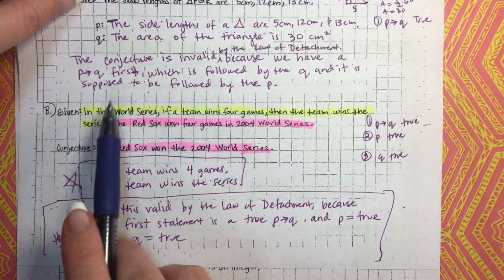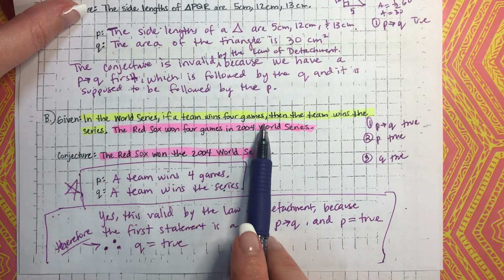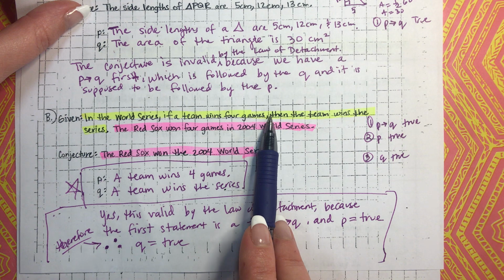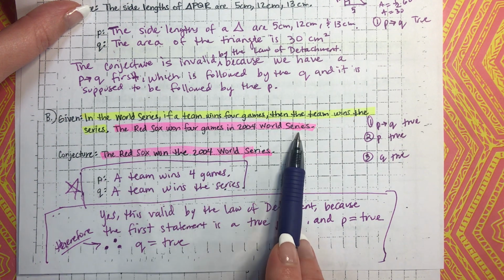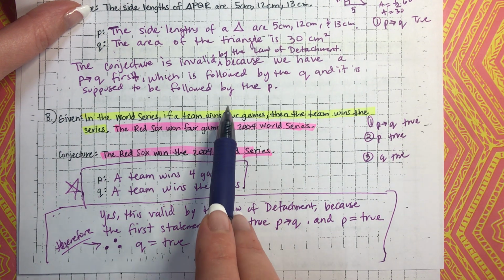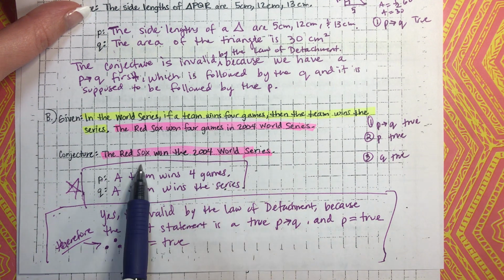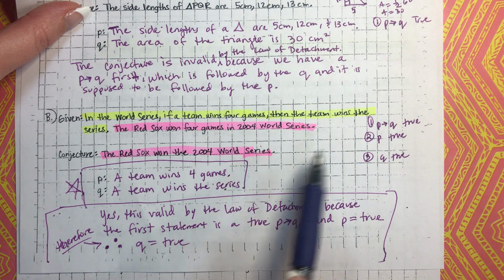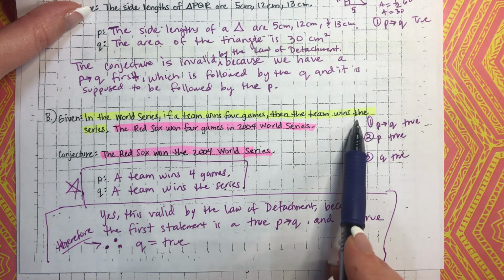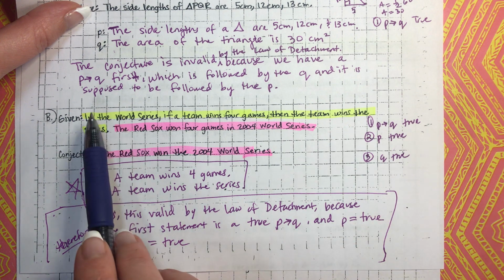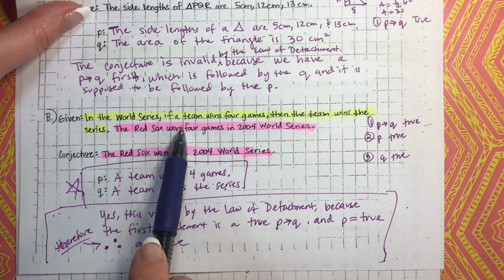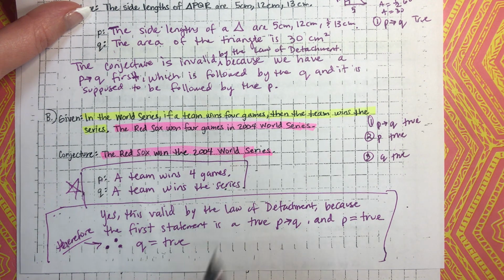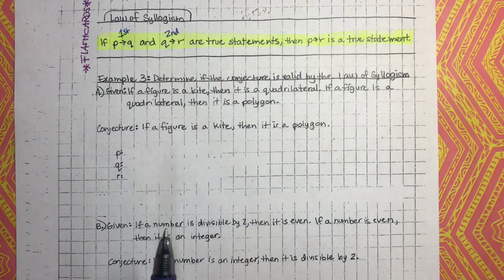If you look here in the World Series, if a team wins 4 games, then the team wins the series. That is a conditional statement. The Red Sox won 4 games in the World Series. That is only talking about the hypothesis. The next sentence is only talking about the conclusion: the Red Sox won. So there are 3 sentences, but only the first sentence is a conditional with those if and then words. Second sentence, only the hypothesis. Third sentence, only the conclusion. The law of syllogism is different.